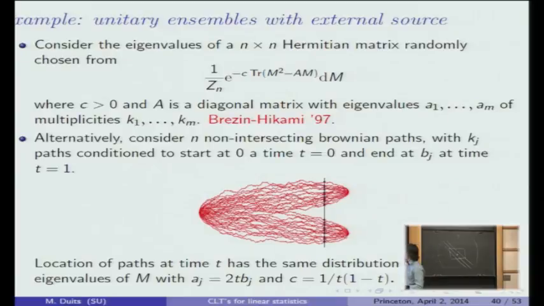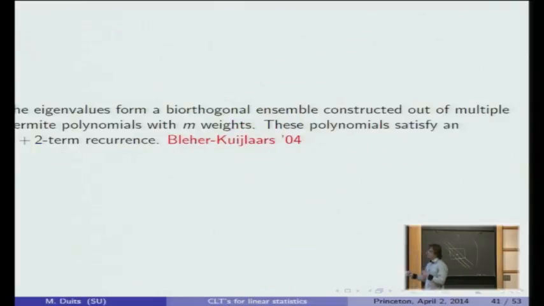M is the number of different eigenvalues. Yeah, so maybe I should spend a little bit more time here. So A is a diagonal matrix with eigenvalues A1 to AM. So we have m different eigenvalues, or m different endpoints, with multiplicities k1 to km. Okay, and then you can show that there's a concept of multiple Hermite polynomials, which is multiple orthogonality, and these polynomials satisfy an m+2 recurrence.